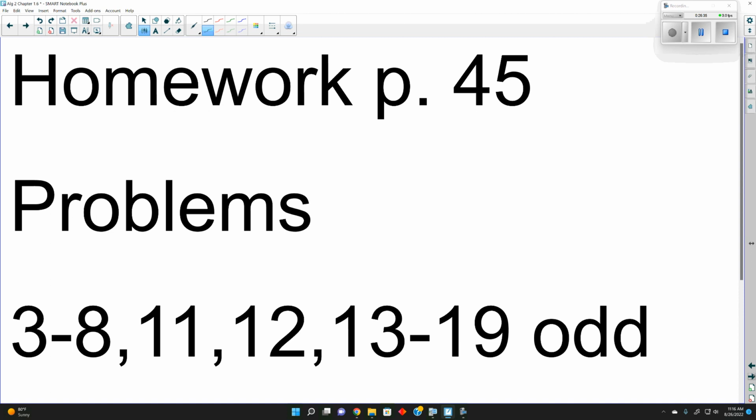So the homework, guys, is 3 through 8, 11, 12, 13 through 19. 3 through 8 is writing the augmented matrix and stating the dimensions. I would save those for last. 11 and 12, describe and correct the error. So there's an error in their work. You need to describe what it is and fix it. 13 through 19, so 13, 15, 17, and 19. Use a graphing calculator to solve the system.